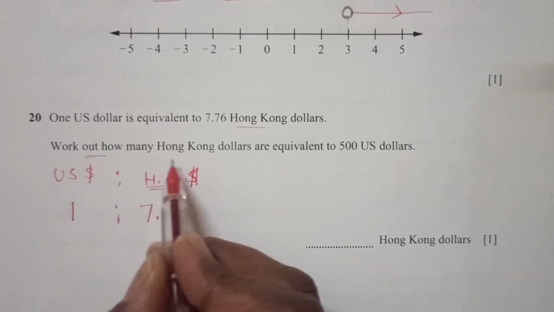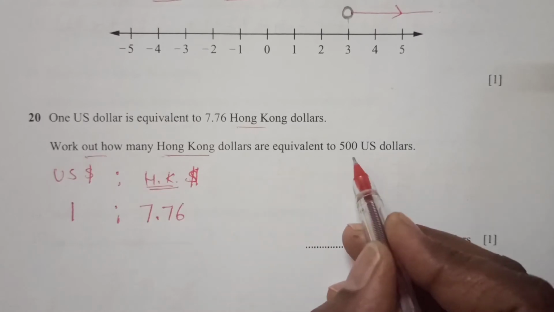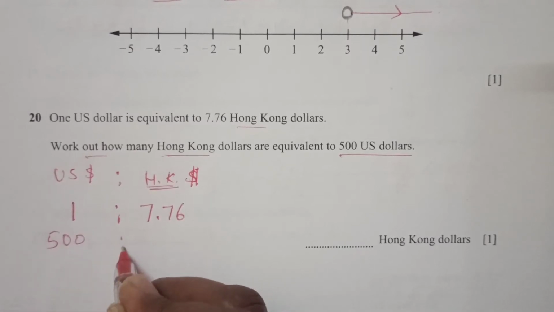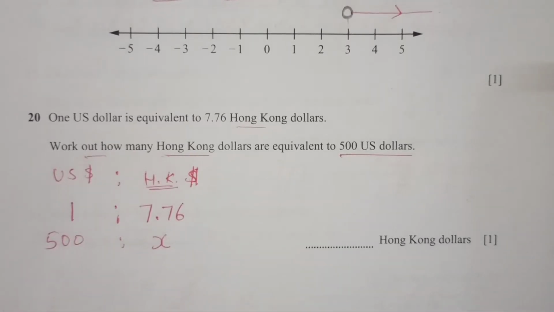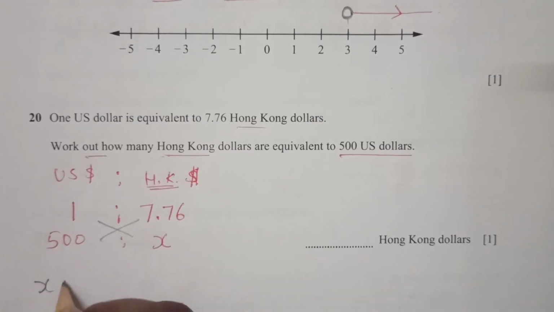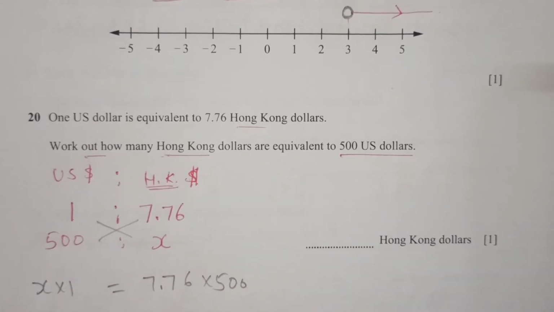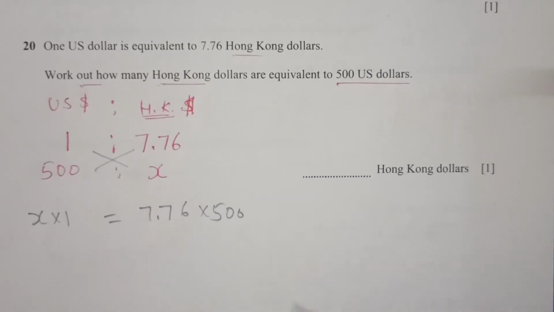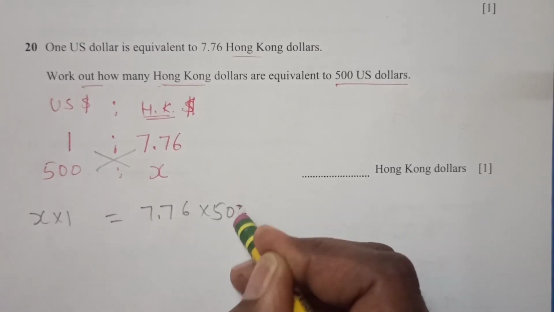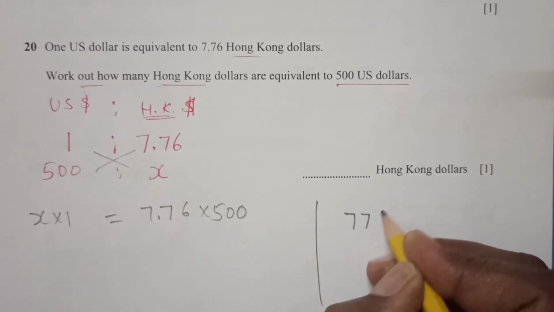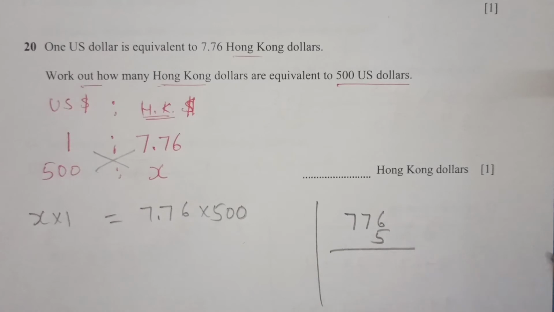So work out how many Hong Kong dollars are equivalent to 500 US dollars. So US dollars we are given and we are looking for this one, right? So we can just cross multiply simply. X times 1 equals 7.76 times 500, right? So let's multiply this one. As I told you in the previous videos also, whenever you see a decimal, you need not carry the decimal while doing the calculations. So like here 776, and I'm just going to multiply with 5.